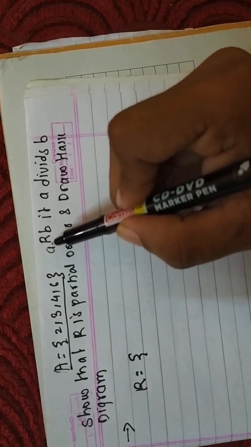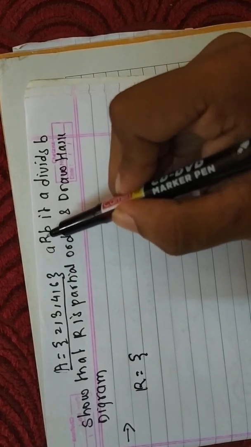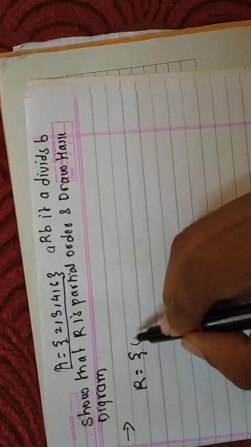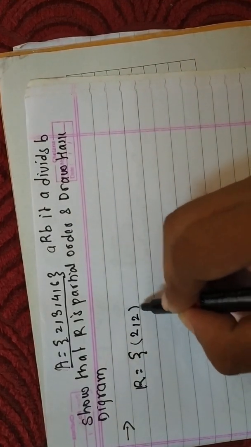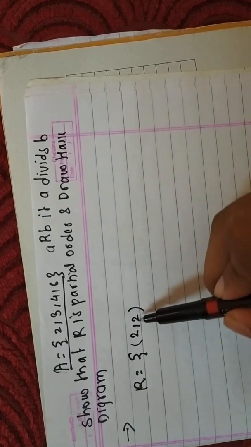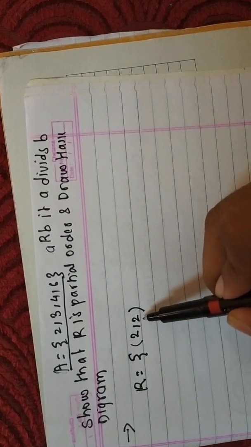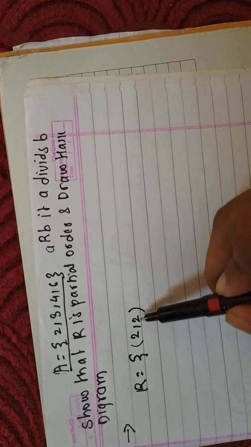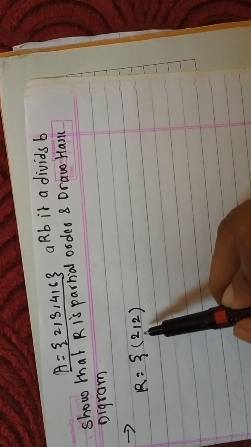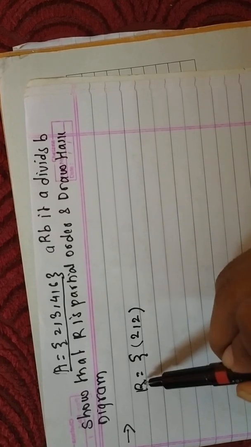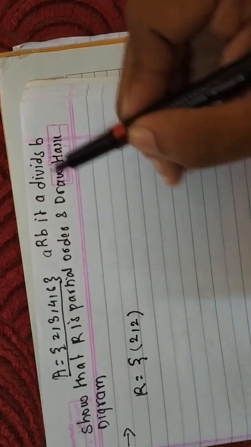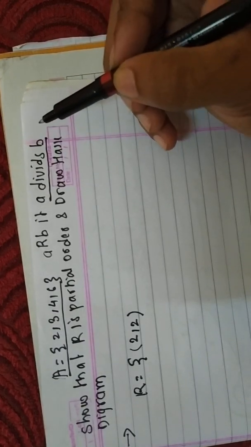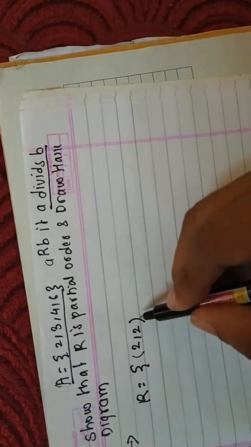When small a divides small b, then only can we add that particular element in R. For example, if I write 2, 2, when I divide 2 by 2, what remainder will we get? We will get remainder 0. So it means 2 divides 2. So that element we have to add in R because a divides b is the condition given.